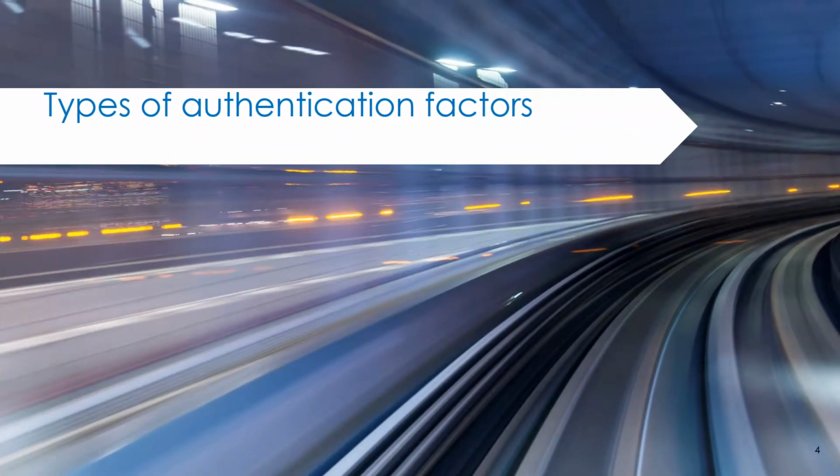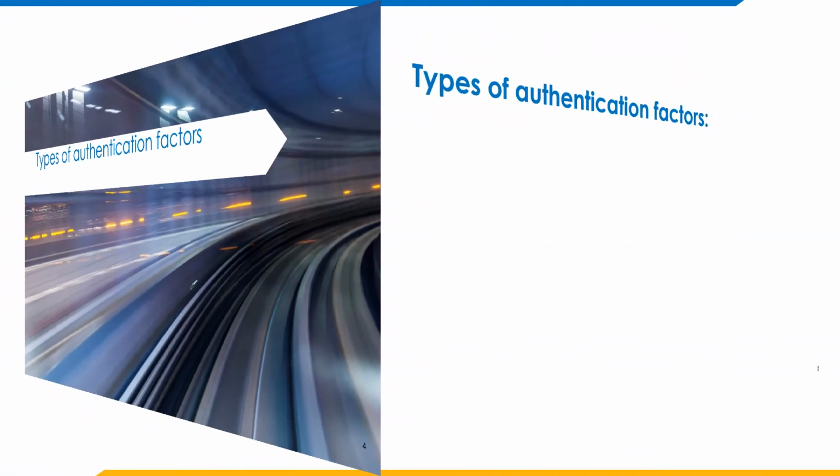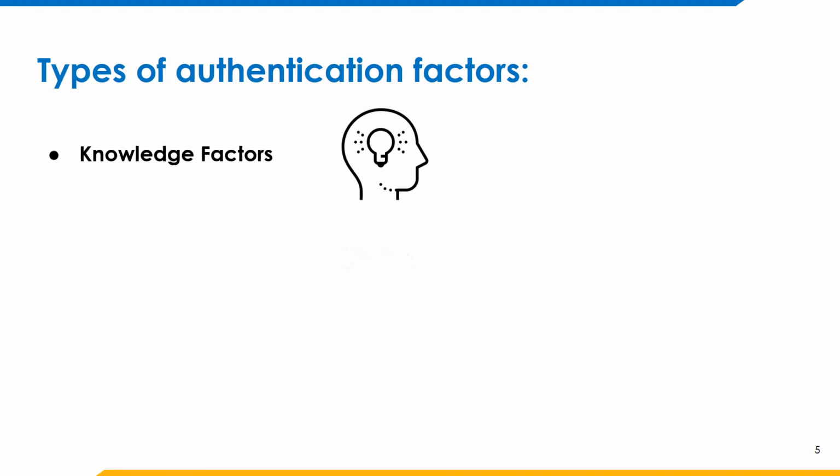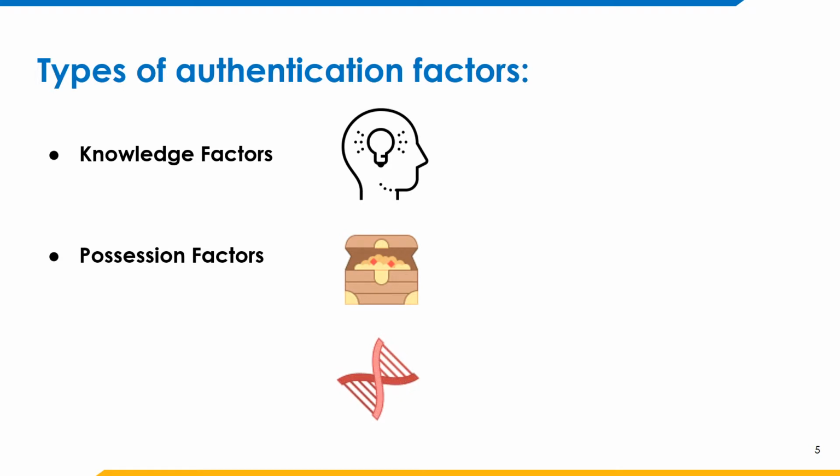Let's take a look at the types of authentication factors. There are three broad categories of authentication factors. Knowledge factor. A knowledge factor is something you know, such as a username or a password. Possession factor. A possession factor is something you have, such as a smart card or a security token. Inherence factor. An inherence factor is something you are, an inherent biometric characteristic such as a fingerprint, voice, or iris pattern.